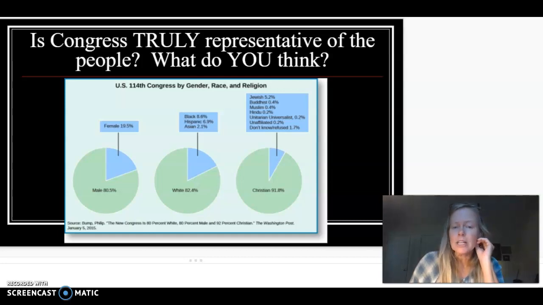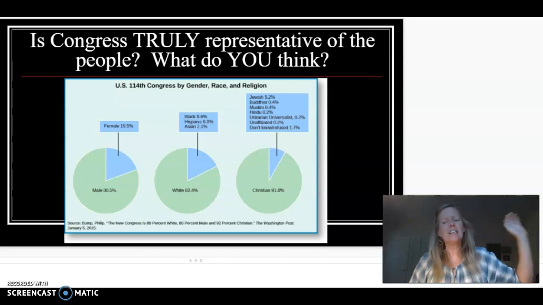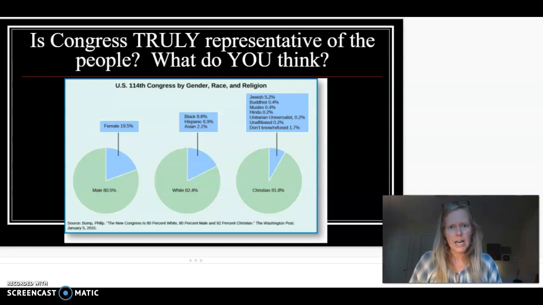And then we've got the race here. Again, white, you see 82%. Not 82% of this country is white people, okay? You can see the breakdown there, Asian and Hispanic. If you're black, Hispanic, or Asian, you're probably looking at Congress and saying, this is not representative of me and my group of people, my demographics.